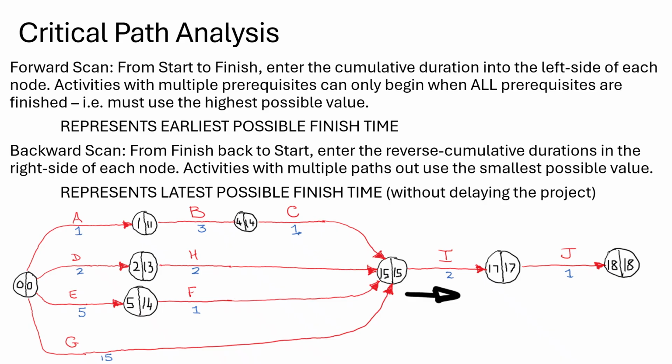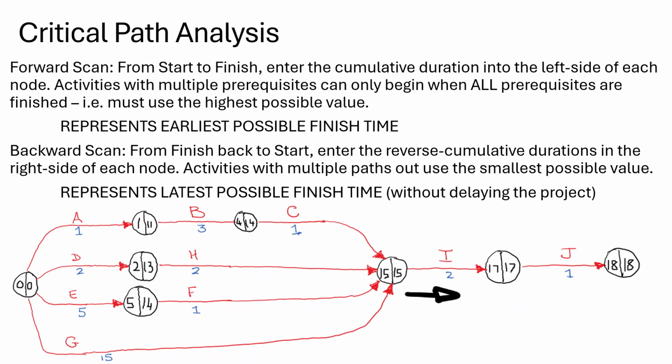Let's have a look at activity H now. So we're doing far right number, which is 15, minus the middle number, which is 2, gives us 13, and then subtract the far left number, which is again 2, and that gives us 11. So activity H also has a float time of 11 days and can be delayed for 11 days without delaying the overall finish time of the project. So we've got activity D and H having a float time of 11 as well.